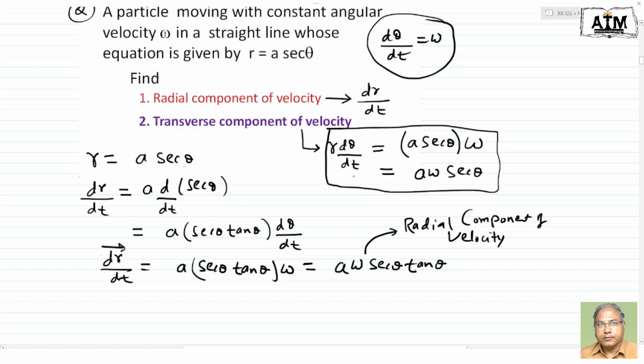Whenever they ask for the transverse component of velocity, just find r multiplied by d theta by dt, and wherever d theta by dt is there, you put omega. Therefore, in this case, the transverse component of velocity is a omega sec theta. This way we find the radial component and transverse component of velocity. Next time we will talk about how to find the radial and transverse components of acceleration.